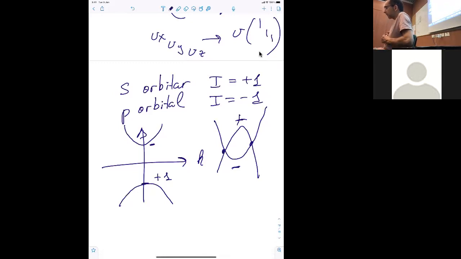Do they hybridize them? Because when I hear the word hybridize in the context of chemistry, I know what hybridize means in quantum mechanics. So which system do you consider?